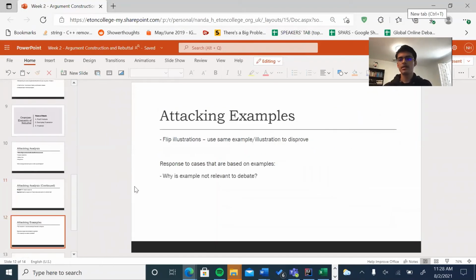In terms of attacking examples, again, this shouldn't be a substitute for attacking analysis, because even if you attack an example, if the analysis is still standing, the judge will probably still credit that argument because it makes logical sense. But in the same way that using examples grounds your argument in reality, what you can do is try to hijack and reverse the example that they're using.